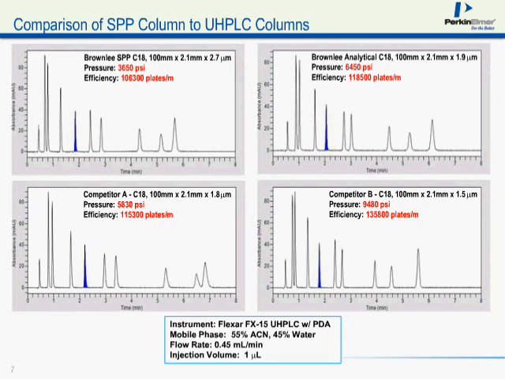Very similar chromatograms, but the key here is that with the SPP column, you can run that at much lower pressure, about 40 to 50% less than the pressure of the UHPLC columns, which is going to allow the column to last longer and also put less wear and tear on your system.